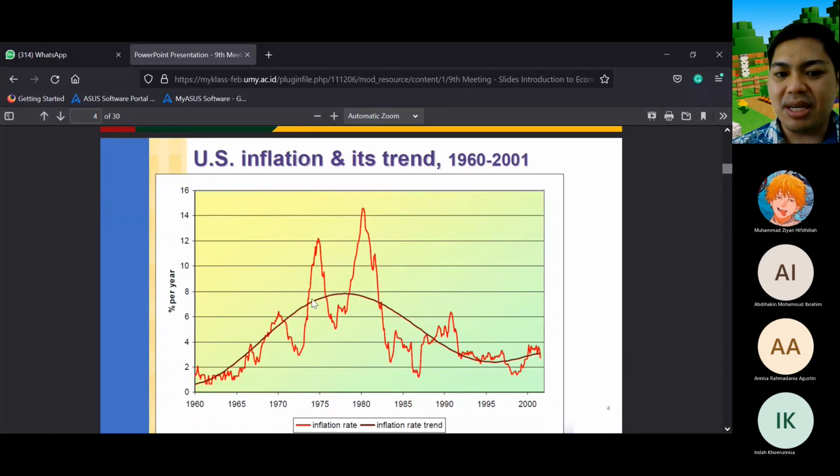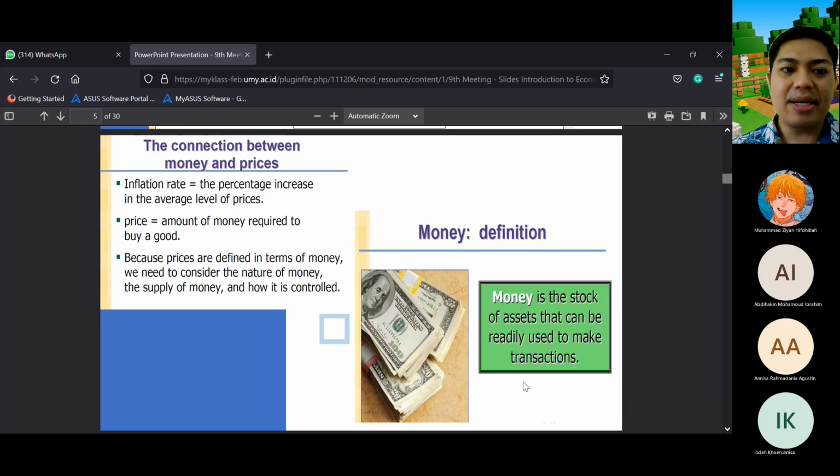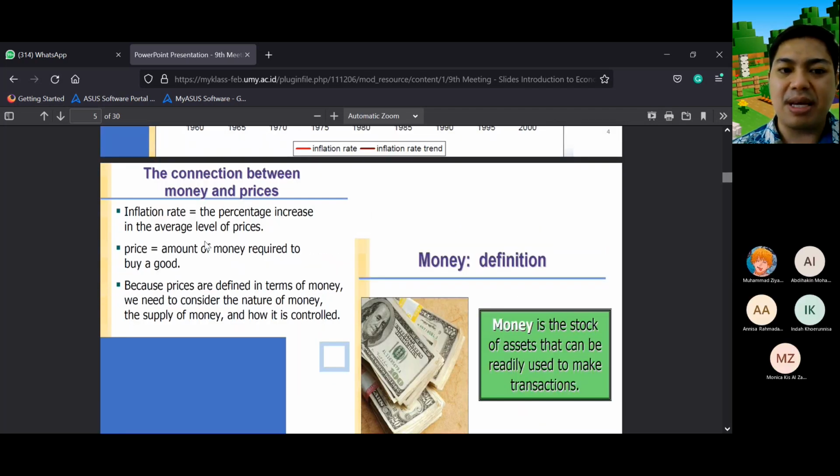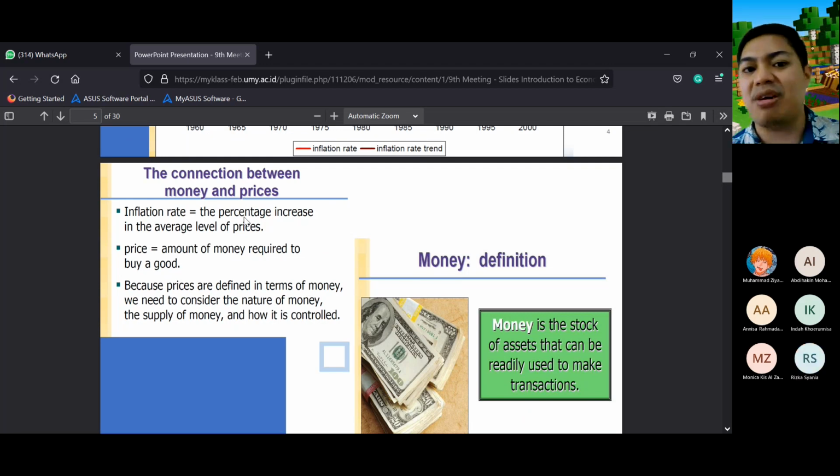That inflation here is shown to be fluctuating over the years. So it means that inflation is not stable at all. Look at the US, you can see the inflation was up and down over the last 30 years. And inflation here is basically defined as the percentage of increase in the average level of prices.